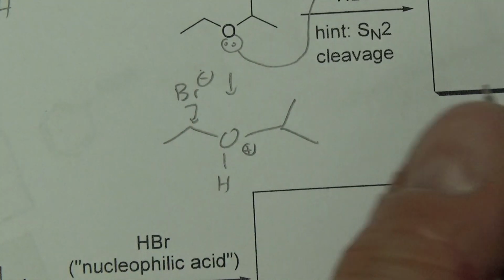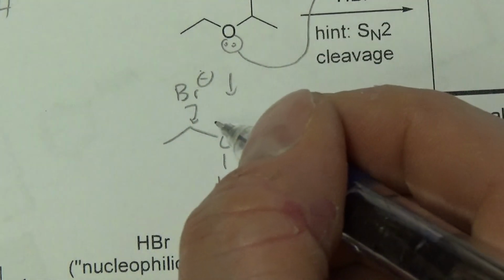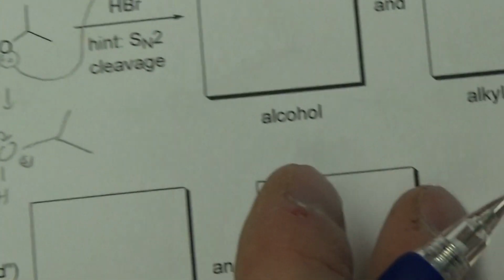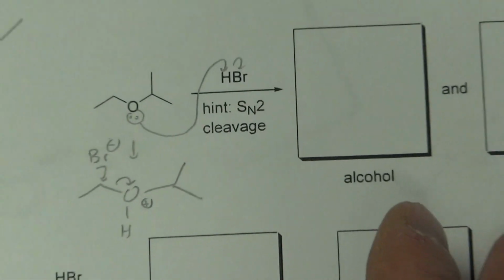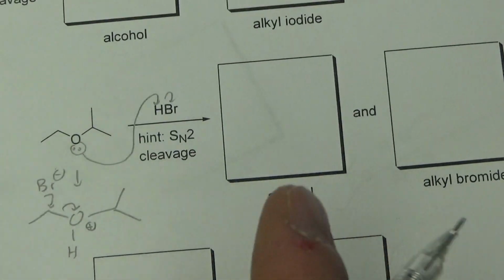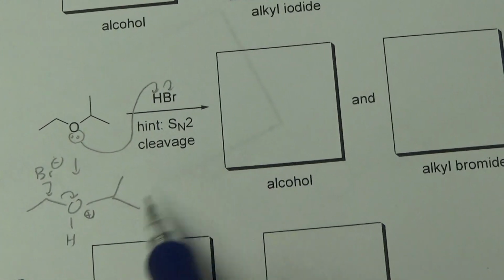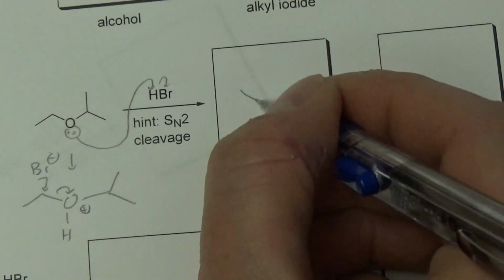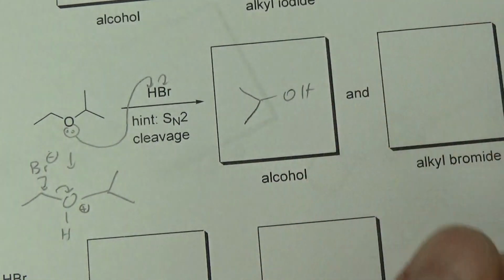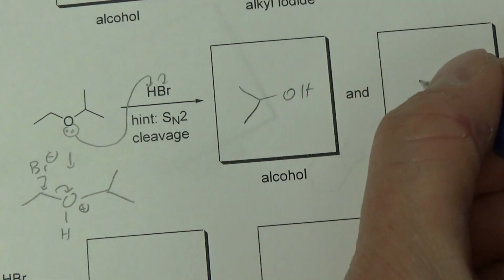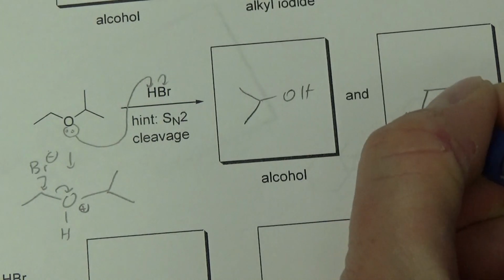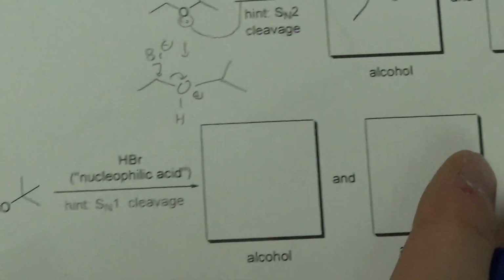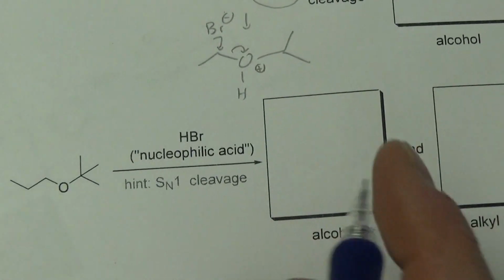And if it attacks the left side, what happens to the protonated oxygen? It breaks off, and now the products are... I tricked you here. I put them in opposite order. But the alcohol will be how many carbon alcohol? It'll be a 3 carbon alcohol, isopropyl alcohol. And on the other side, it's a 2 carbon alkyl halide, bromoethane.